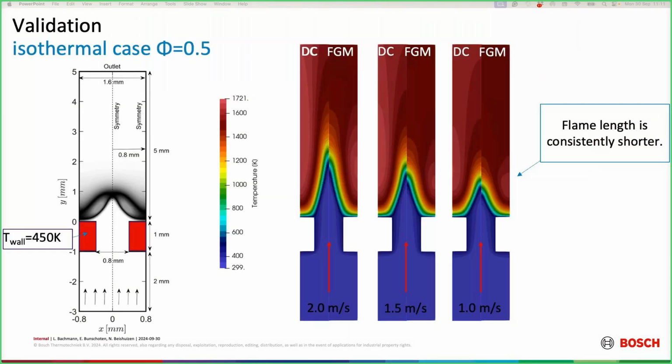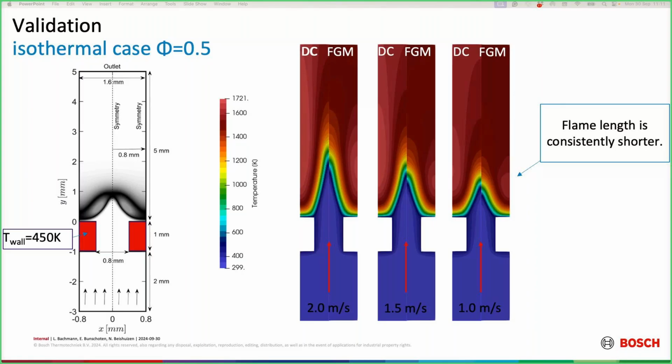So now let's go on to the validation. So here I have an isothermal case. You can see that it's isothermal because the burner, which is here, is at the constant temperature of 450 Kelvin, sorry. On the left side, you can see the detailed chemistry results that we always use as validation. And on the right side, you can see our FGM simulations. You can see that in general, the agreement is pretty okay.